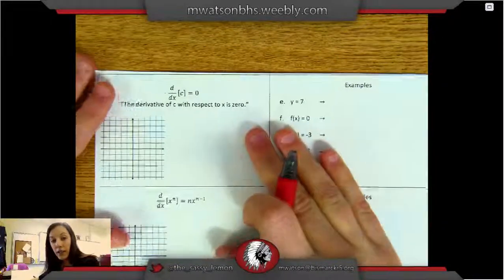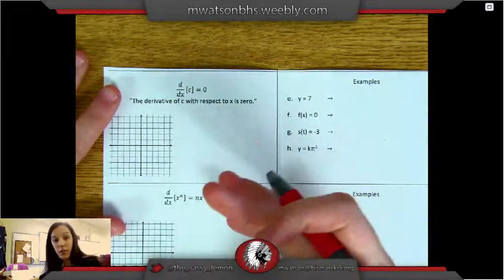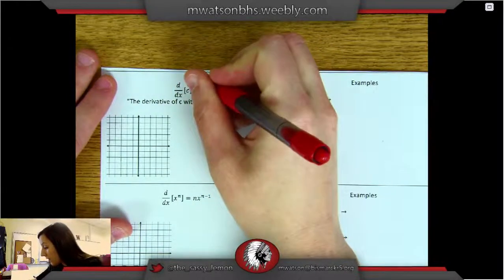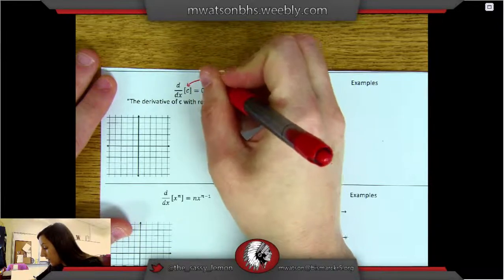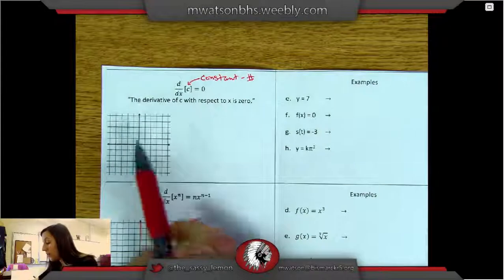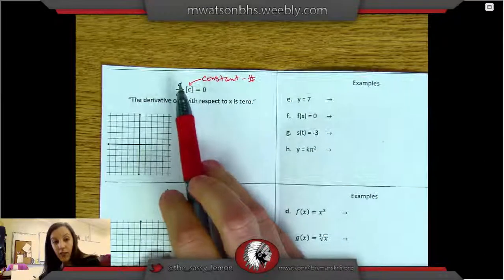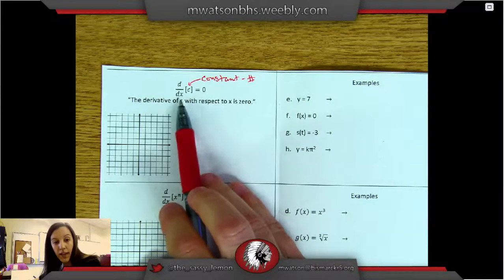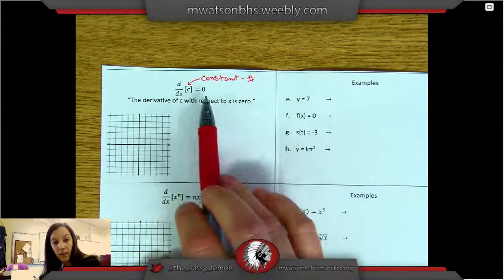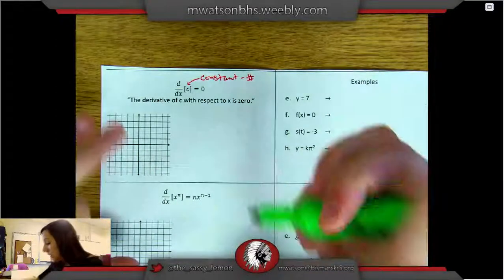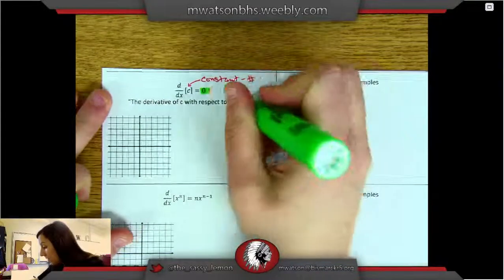And in mathematics, a constant is a number. So whenever we're talking about the constant, we're talking about a number. So what this is saying is the derivative of this with respect to x is 0. The derivative of any constant is always going to be 0, no matter what.